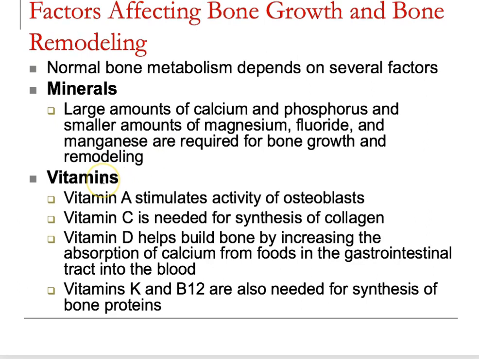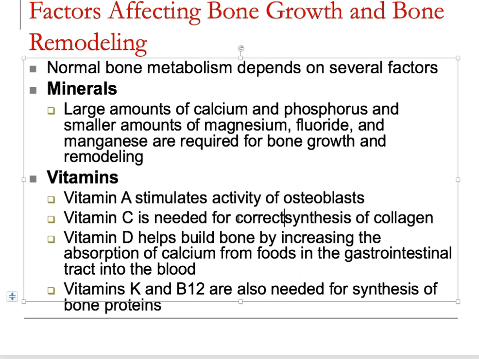Now, vitamins. Vitamin A stimulates the activity of osteoblasts. Vitamin C is required for the synthesis of collagen. We should say correct synthesis, because you can make plenty of collagen, but if it's not processed properly, it's not going to function. Vitamin D helps build bone by increasing the absorption of calcium from foods and from the gastrointestinal tract. Remember, UV light converts vitamin D to calcitriol. And vitamins K and B12 are needed for the synthesis of bone proteins. They're also needed for the synthesis of red blood cells. We'll come back to that later.